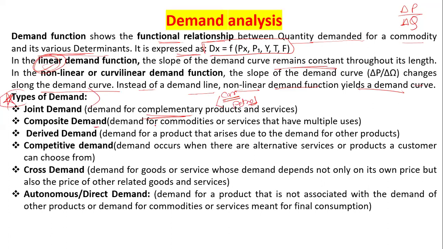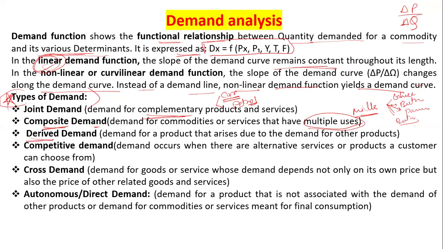Composite demand means the demand for a commodity or service that has multiple uses. We use milk, for example. Milk has multiple uses: it is used for ghee, for buttermilk in the summer season, for paneer, for butter, and for ice cream. So this is composite demand. Milk is the best example.